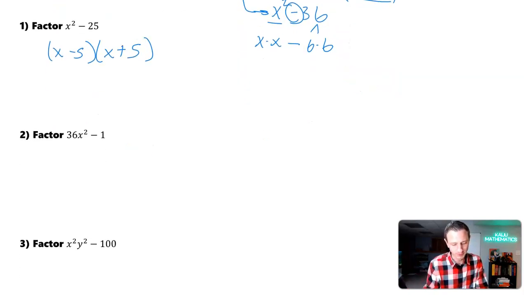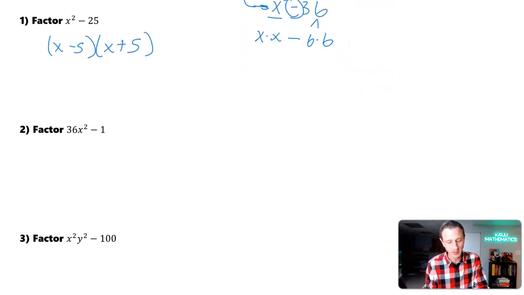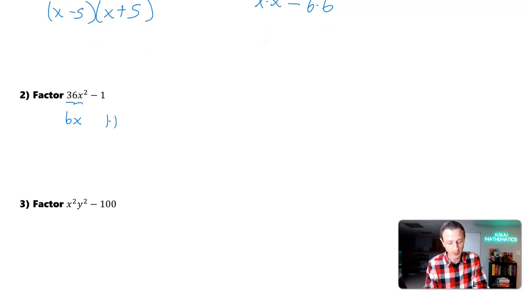And then number two, 36x squared minus 1. 36 is a perfect square. x squared is a perfect square. That's going to be 6x, because 6 times 6 is 36, x times x is x squared, and then 1 is 1 times 1. So the difference of two squares, because 36x squared is a perfect square, 1 is a perfect square, so I'm going to rewrite this as 6x minus 1 times 6x plus 1.